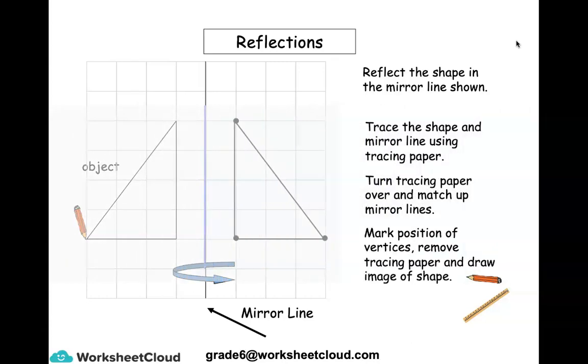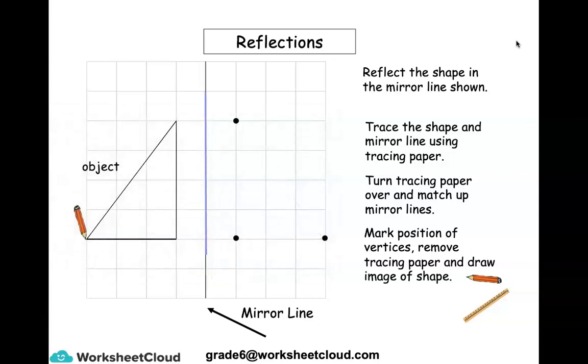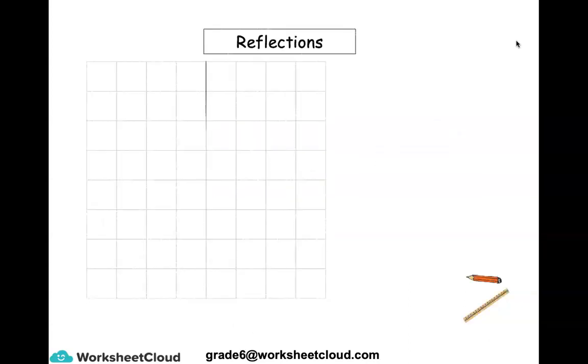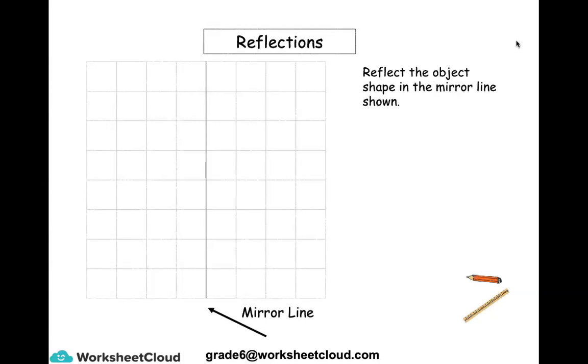Mark off the vertices. Remember, vertices are corners. Take the tracing paper away and join the shape up, and now you've got the image, which is an exact reflection of the object. It's really important that you notice that the image is the same distance away from the mirror line as the original object. Okay, that's hugely important.